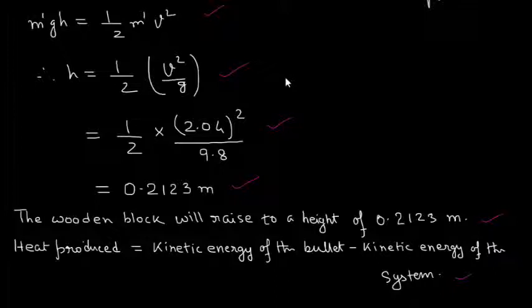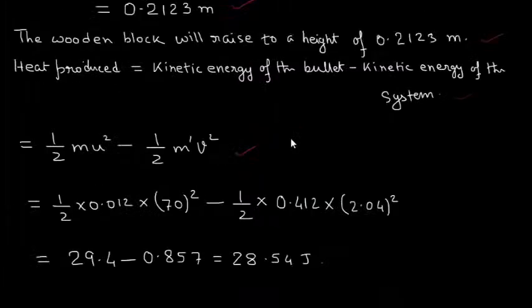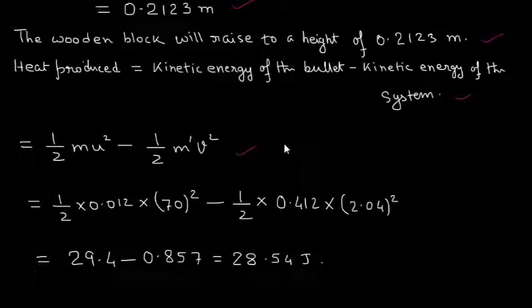Heat produced is equal to kinetic energy of the bullet minus kinetic energy of the system, is equal to half m u square minus half m dash v square, is equal to half into 0.012 multiplied by 70 square minus half multiplied by 0.412 multiplied by 2.04 square, is equal to 29.4 minus 0.857, which is equal to 28.54 joule. Let us see the next problem.